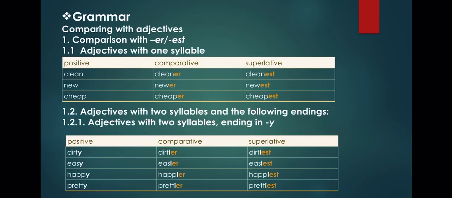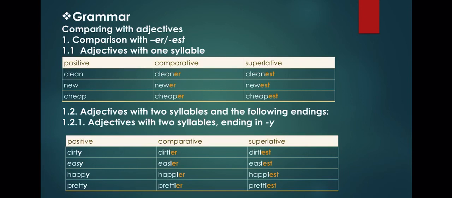Now, if I have an adjective ending with y preceded by a consonant, and by consonants we mean all the letters except the vowels, I would replace the y with i, then I would add er or est according to how many things I'm comparing.